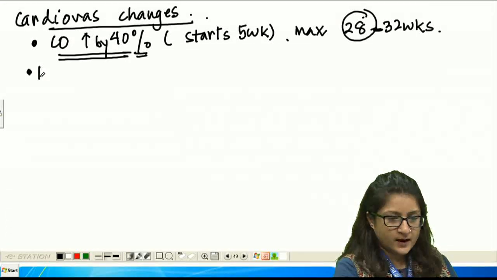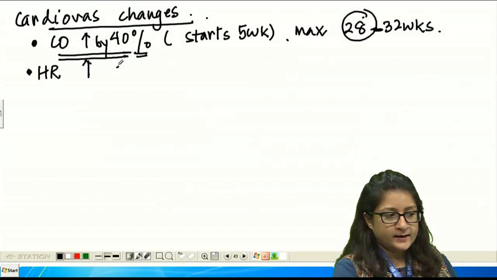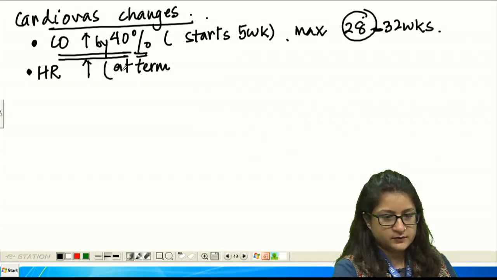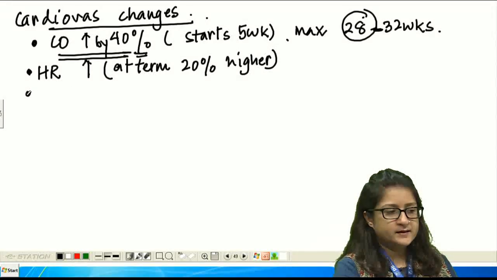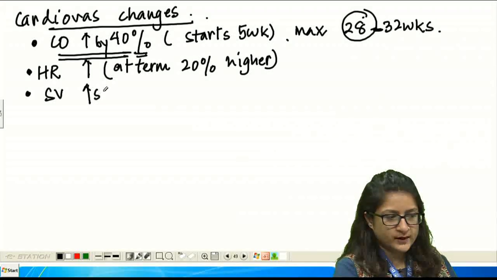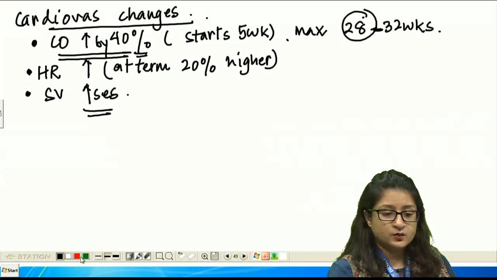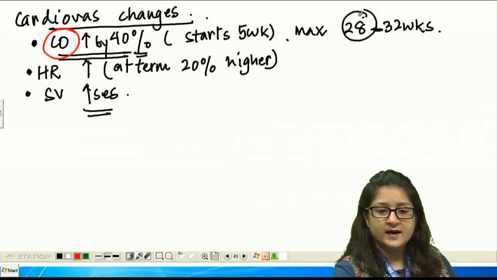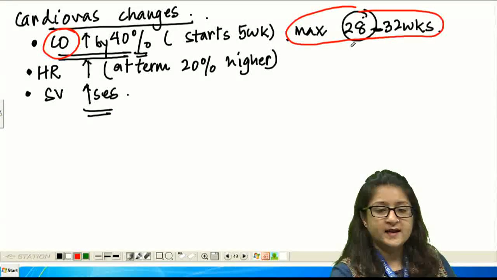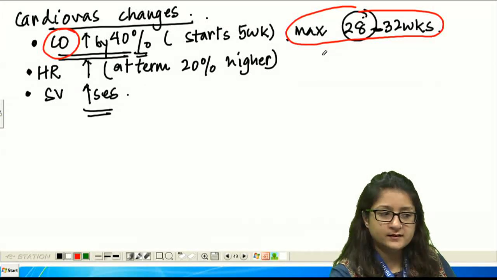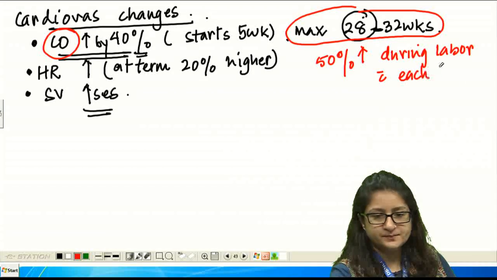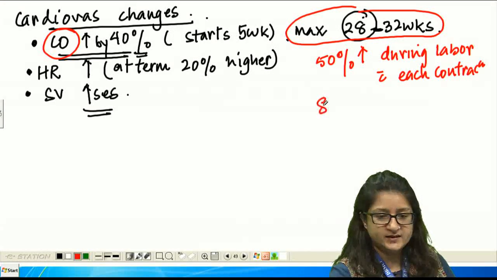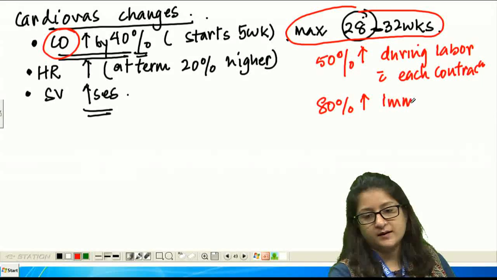Another important fact is that the heart rate also increases, and at term it is about 20% higher. The stroke volume also increases. So what is important to remember is that cardiac output increases, the maximum is at 28 to 32 weeks, and then it increases by another 50% during labor with each contraction, and there is an additional 80% increase immediately postpartum.